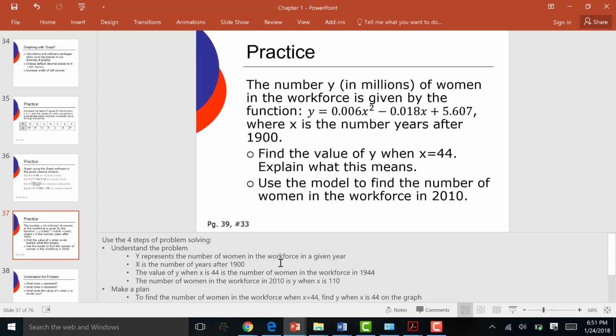The number Y in the millions of women in the workforce. What is Y again? Millions of women in the workforce. Okay, women in the workforce. And that Y value is given by the function Y equals 0.06x^2 minus 0.018x plus 5.607, where x is the number of years after 1900.